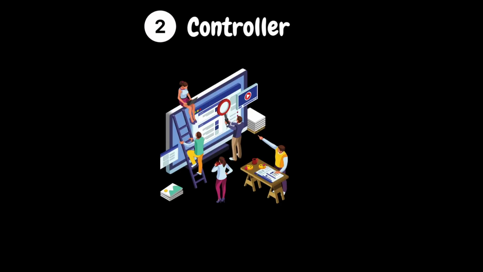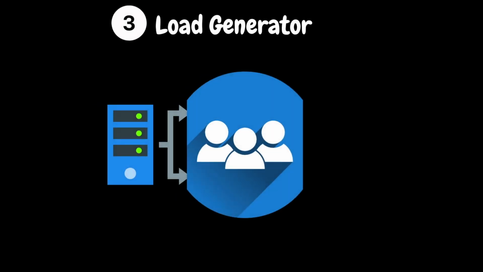The next component is the controller. This component will be used to create the test scenarios and execute the test. It coordinates and controls all the tool components. And the next one is the load generator. It is used to generate the virtual user load across different geographical locations. It will generate the load on the system by executing the test scripts. It mimics real user interactions to validate the application performance.